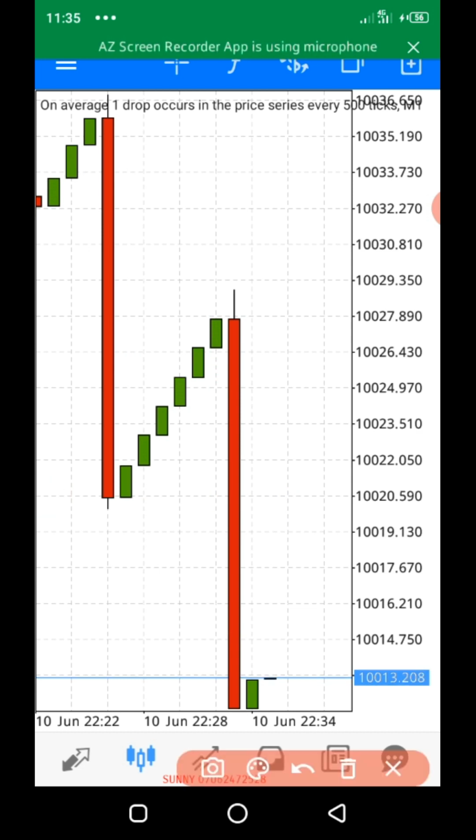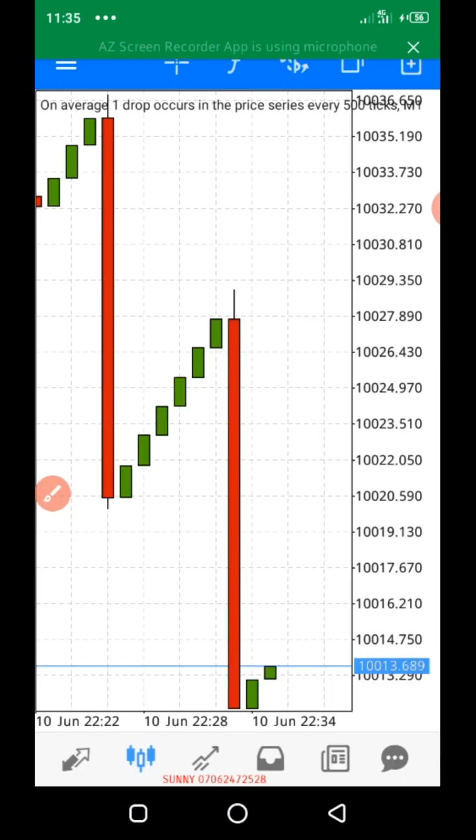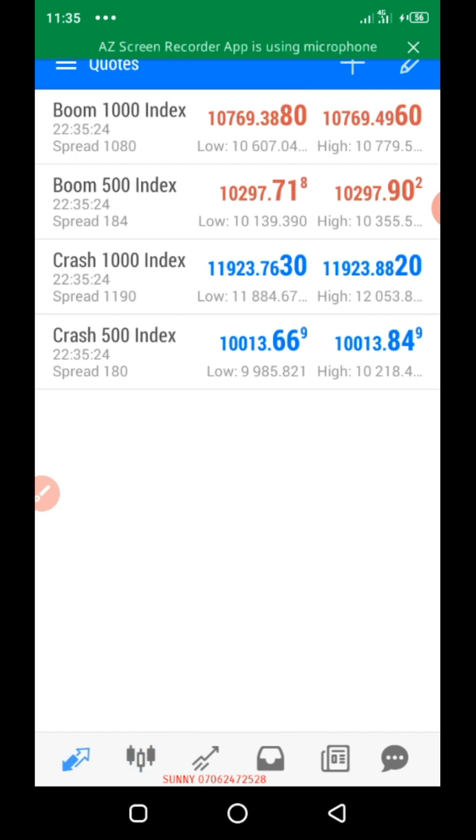Now check my time. Just be looking at my time at the top of my screen. My time is 11:35. Once the clock gets to 11:36, a new candle will form. Just be observing it. We are getting close to another minute. A new candle will form in every minute.